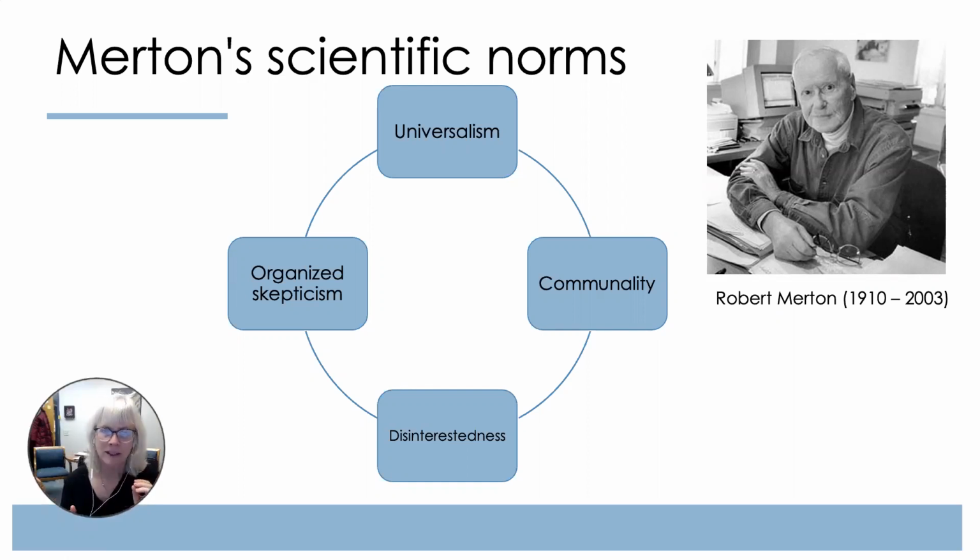And finally, universalism. So we're not saying this person is famous, therefore their work is better. What we are trying to do is say, what is the best test of this hypothesis? Does it test it well? Does the strength of the evidence support this? And we're looking at the evidence rather than the name.